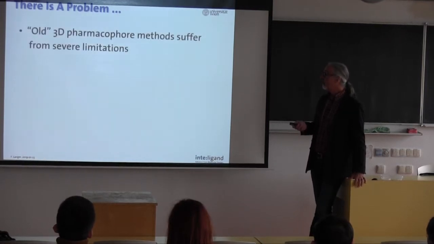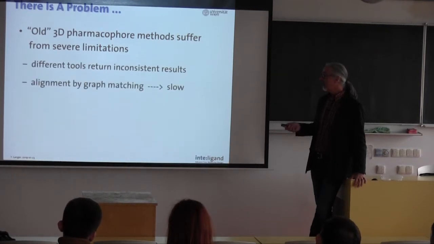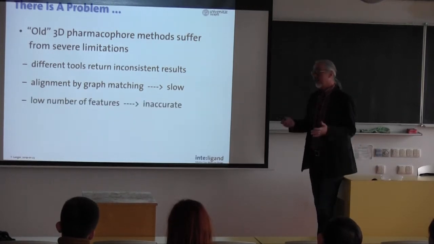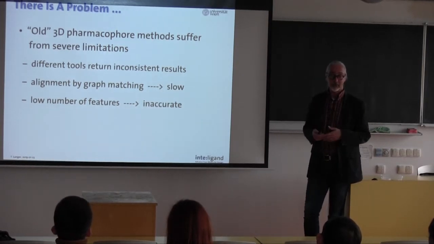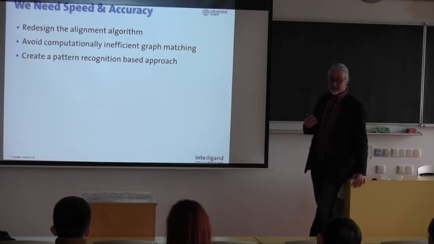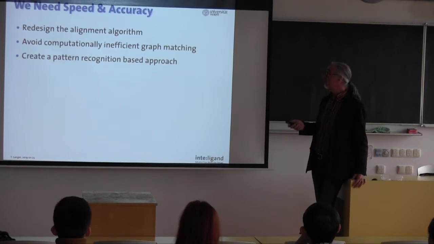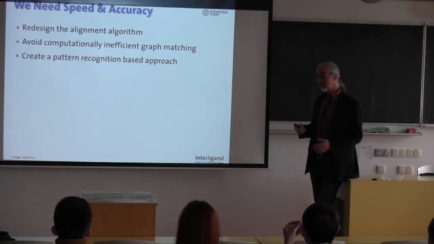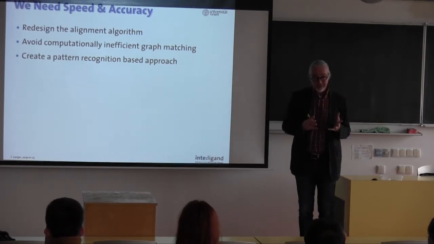It turned out that these old Pharmacophore methods suffer from these limitations. Different tools return inconsistent results, as I told you. Alignment by graph matching was slow, and we had to use a low number of features to be fast enough. And this means that you're inaccurate. If you have a low number of features, you will find a lot of false positives. So the solution is we sat down and rethought the problem. We decided we have to redesign the alignment algorithm. We need to avoid this computationally inefficient graph matching. And we decided in the end to create a pattern recognition-based approach to do Pharmacophore comparison.